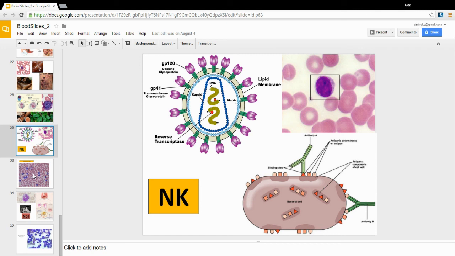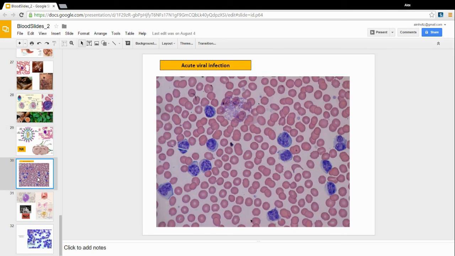All right. Let's keep on going. If you have an acute viral infection, your lymphocyte count is going to go up as you try and deal with it. And we see in this slide of blood here a lot of lymphocytes. See if you can pick those out.